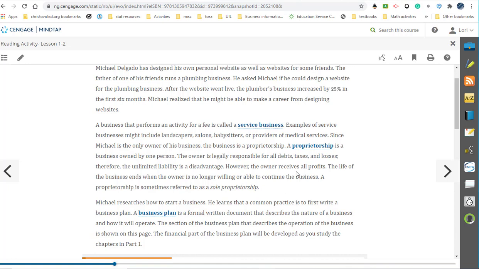So let's first look at this, and we're going to be working with Michael Delgado for his personal website business, and he builds websites for other people. This business that performs an act for a fee is called a service business. And so on your types of business, in that first circle, write service, and does something, performs a service for a fee is a descriptor. So off to the left, you'll put does something for a fee.